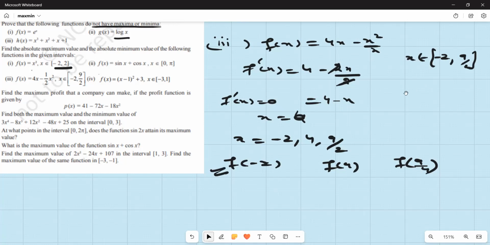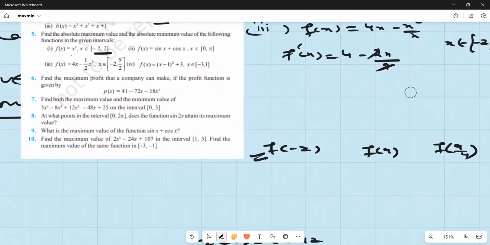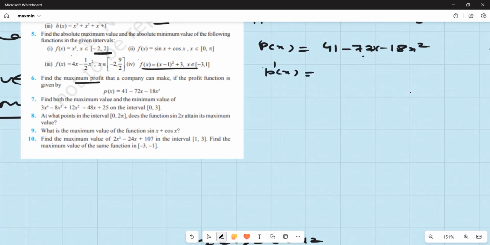Next, sixth question. You know how to do question number 6. Fourth part I am leaving for you. This you will try. Sixth question. What will you do? Maximum profit means you have to maximize it. P of x is, this is the function. So what will be p dash x? बोलो बच्चे.